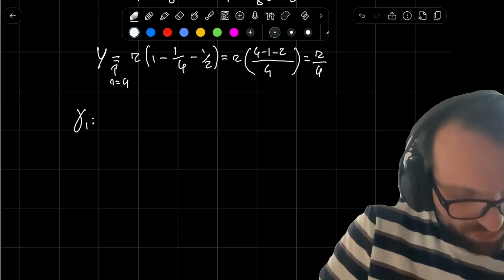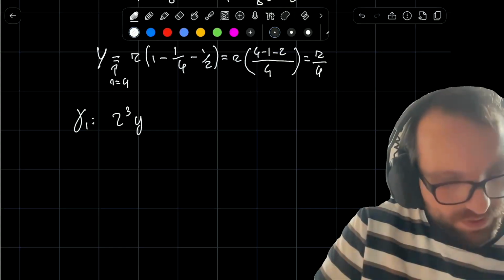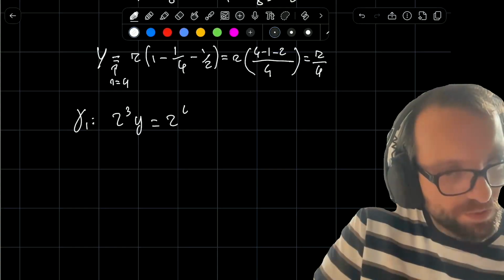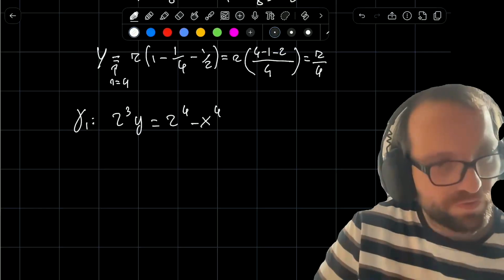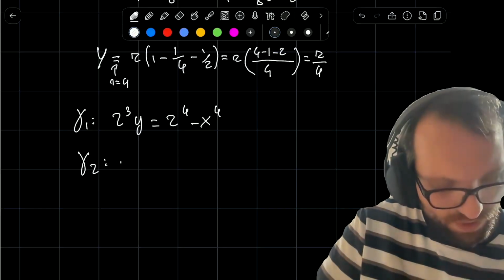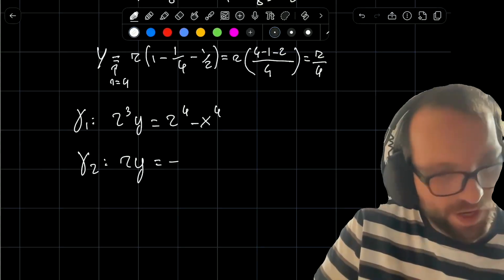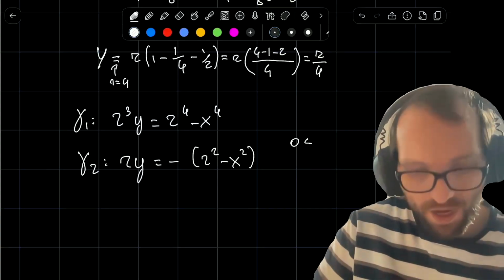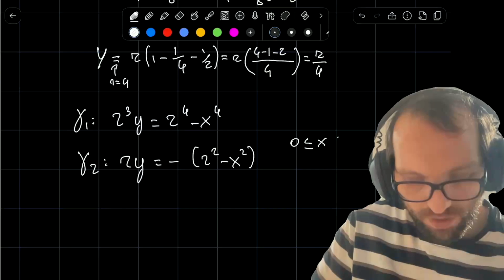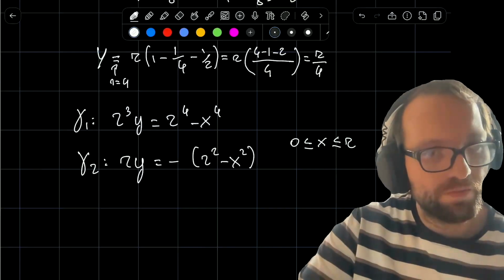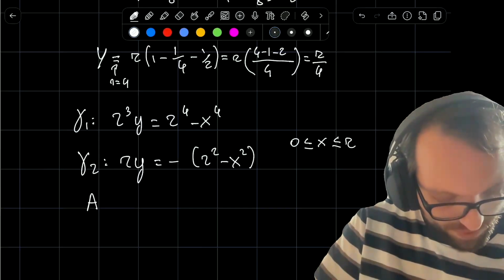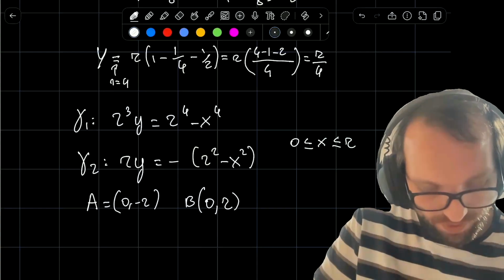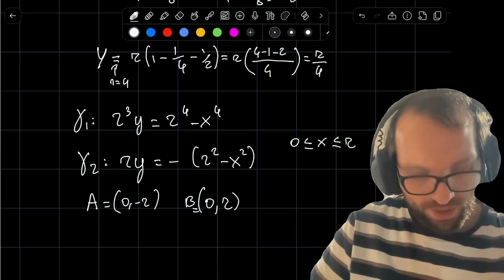Okay, so now we have 2 curves. The first curve is r to the power 3 multiplied by y equal r to the power 4 minus x to the power 4. And the second is r y equal minus r squared minus x squared. And we have that x is between 0 and r again. And we also have the point A, 0, minus r, and point B, 0, r, which are on the surface.